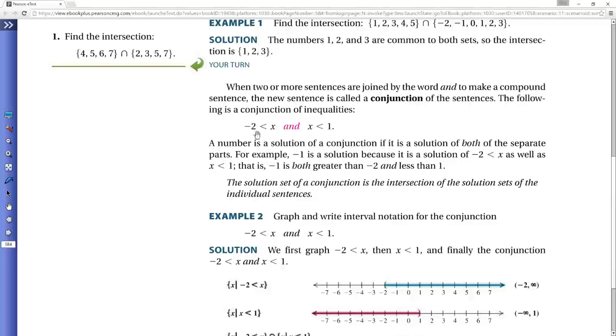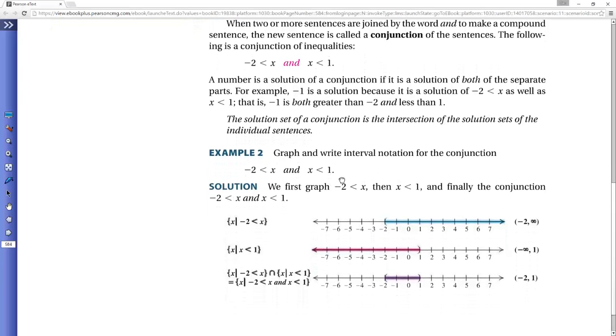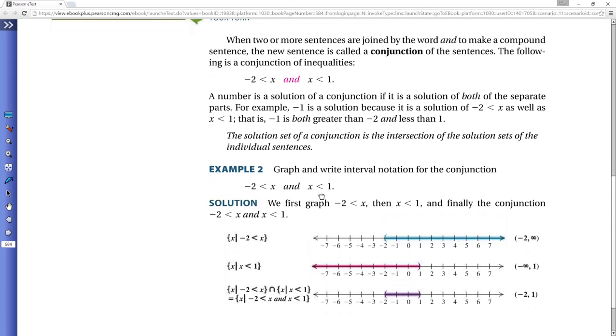Now in this case we have -2 is less than x. What I like to say is, remember this inequality symbol basically comes from an arrow on a number line, and that points to the left. So -2 is left of x. And then the other condition here, this intersection, says and x is less than 1, so x is left of 1 on a number line. So -2 is left of all these other ones. Let's look at how this would graph out to draw a picture of these kinds of things.